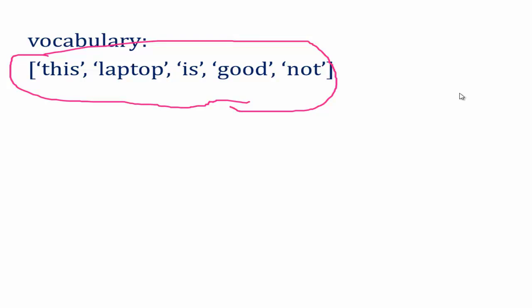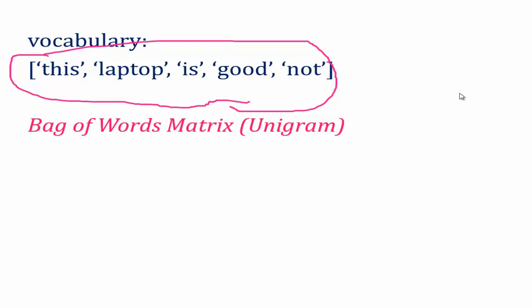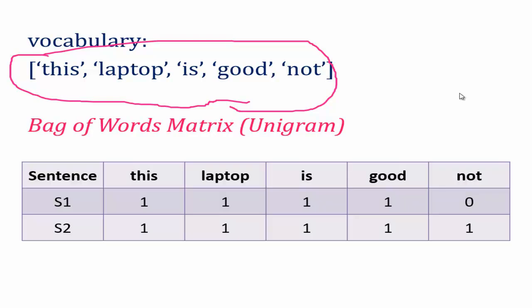Now let's create the bag of words matrix, meaning bag of unigram. This means we go sentence by sentence and count how many times each word from the vocabulary appears. That you can see. This is our bag of words matrix, meaning the bag of unigram matrix.